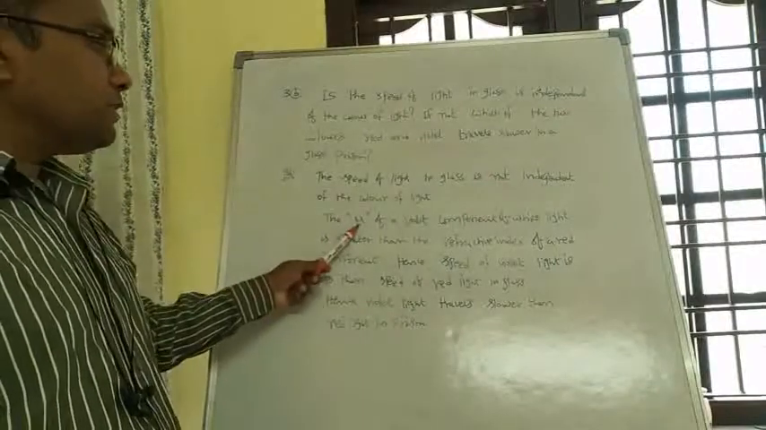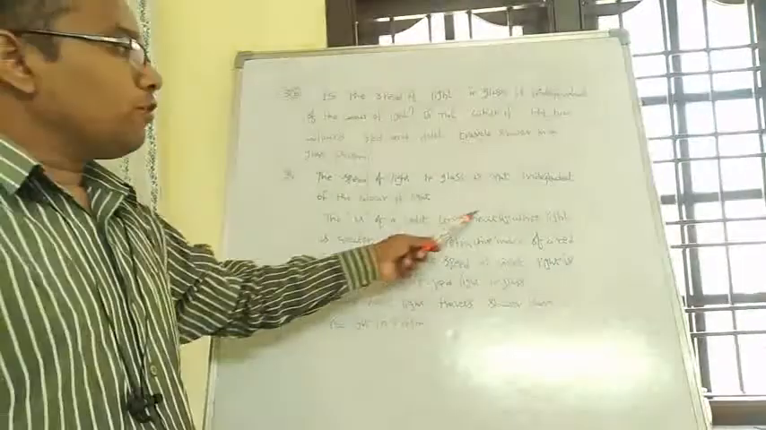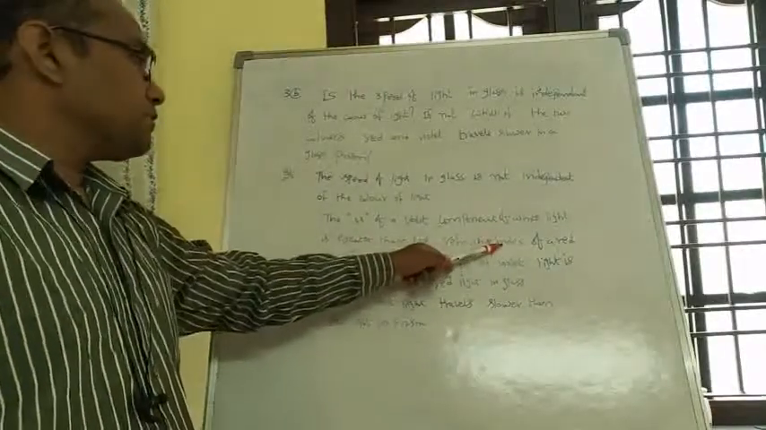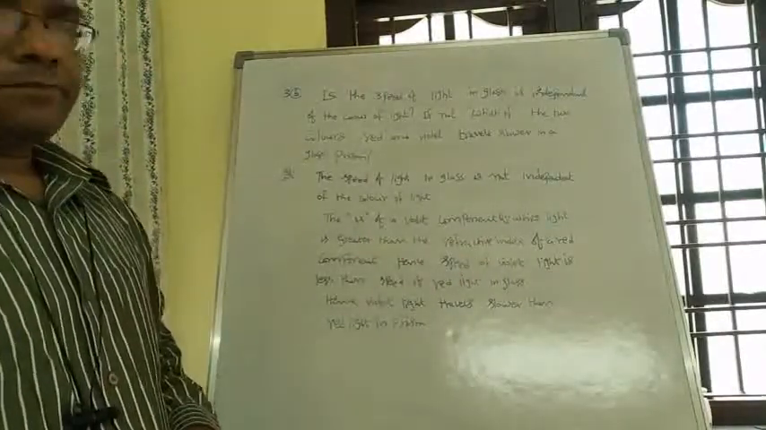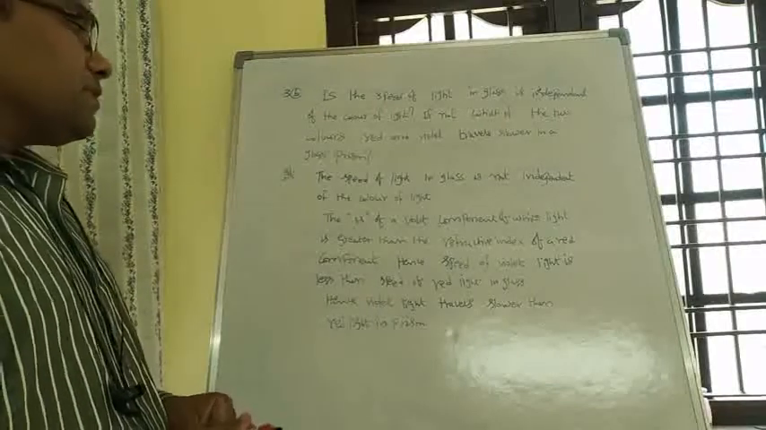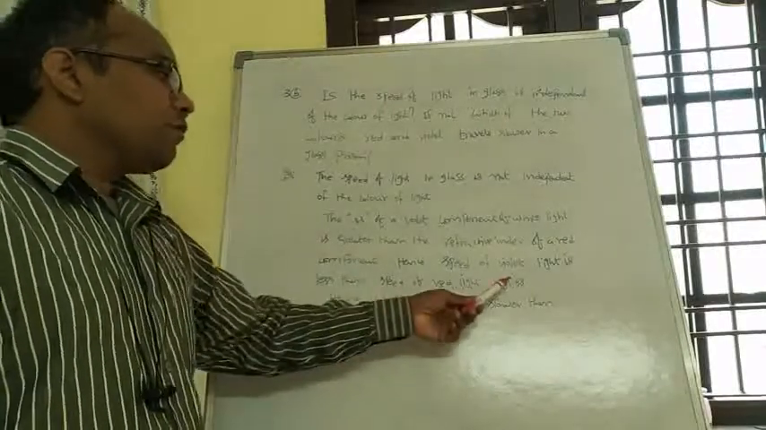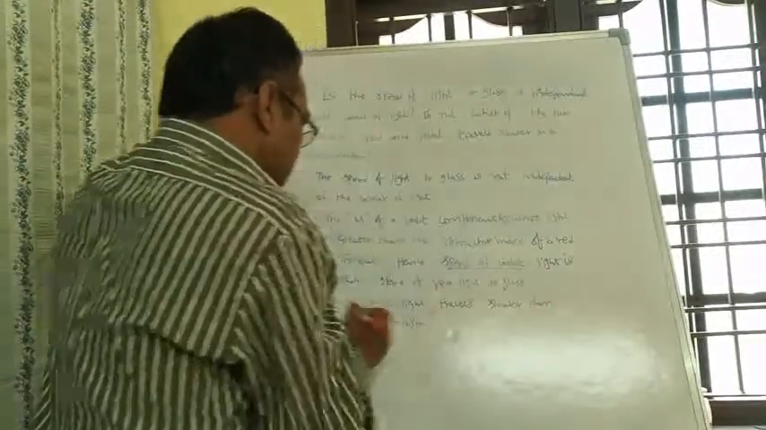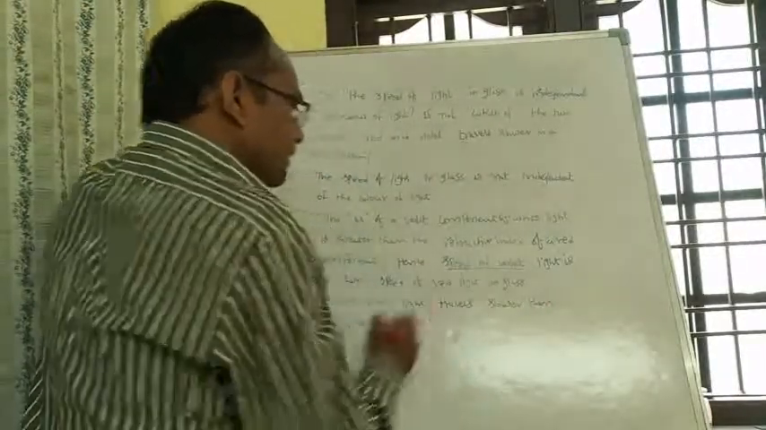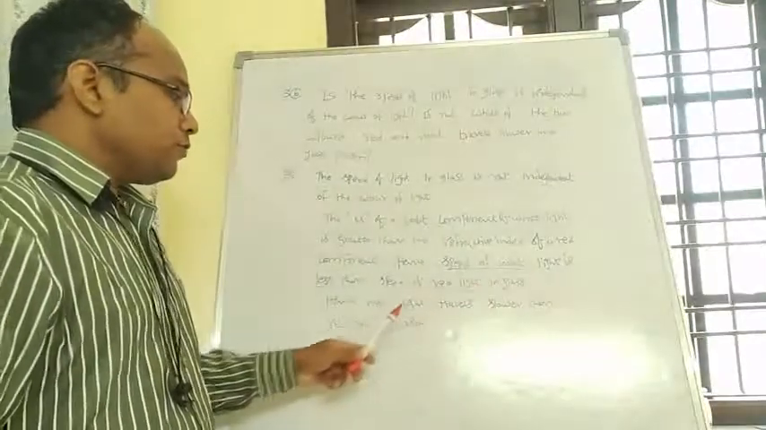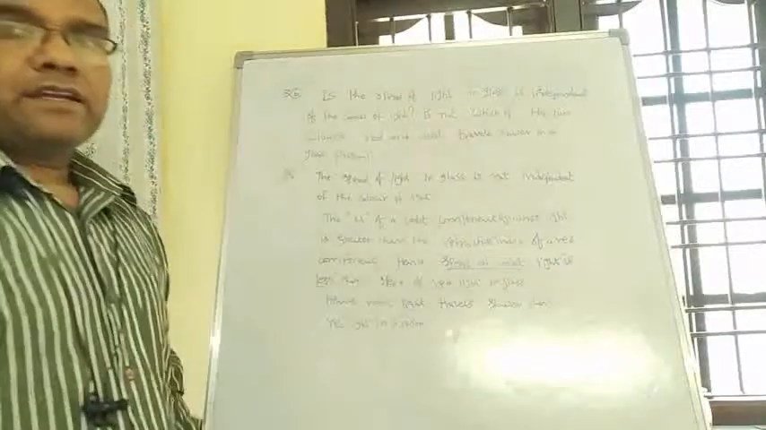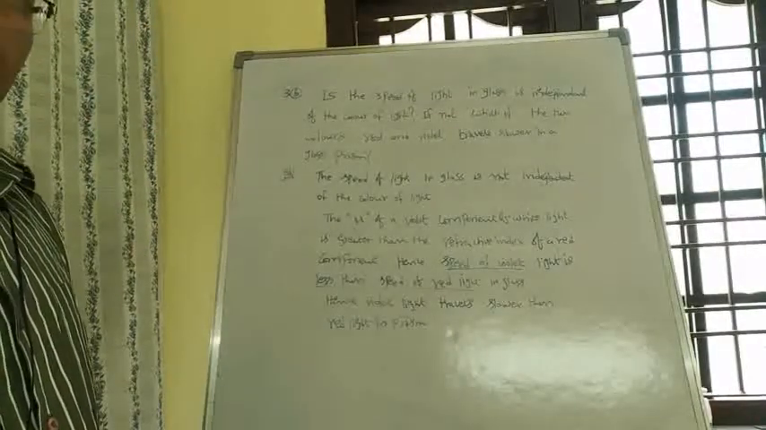The refractive index of the violet component of white light is greater than the refractive index of the red component. Then we can see that the speed of the violet light is less than the speed of the red light in glass. Therefore, violet light travels slower than the red light in the prism.